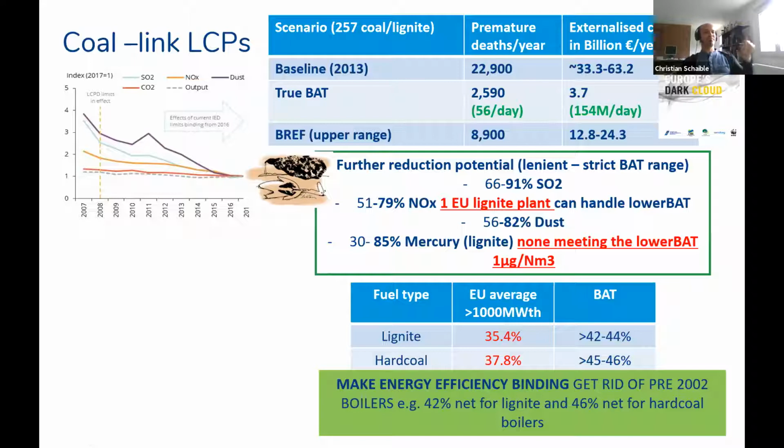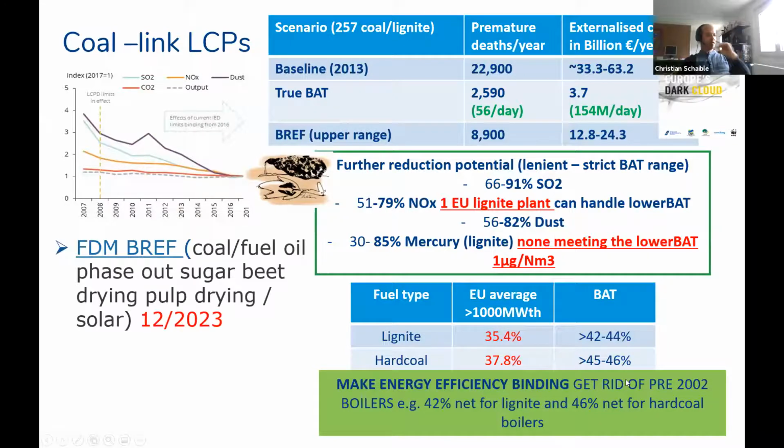This is something very important for the ID review, to make this binding and also set the range, 44% net, 46% net for hard coal. We can maybe say, okay, as from 2030, we don't want any plant below this, and the old plants are gone.